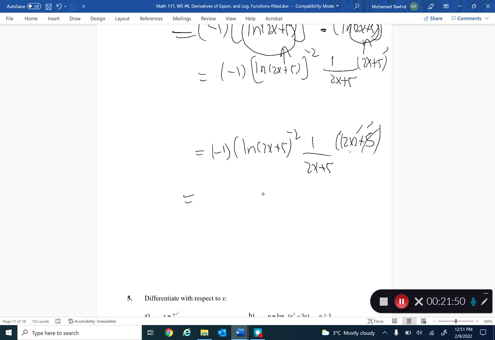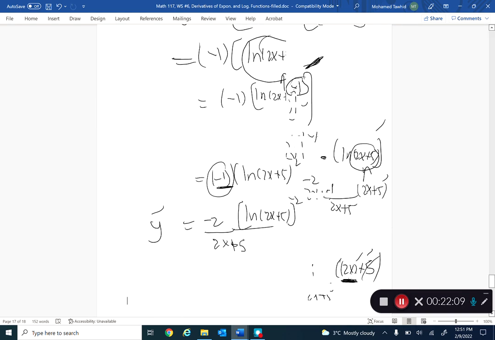So what do you have? 2. Multiply by negative 1, you get negative 2, and the whole thing is divided by 2x plus 5, the whole thing to the power of negative 2. And that is our y prime, and you leave it like this.